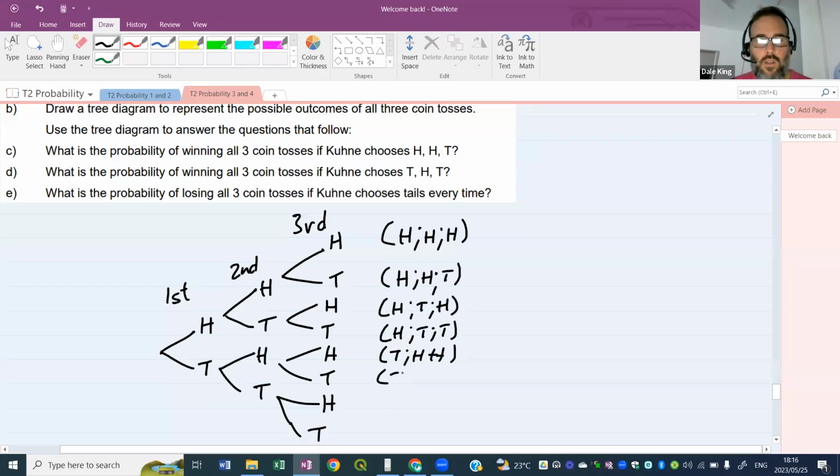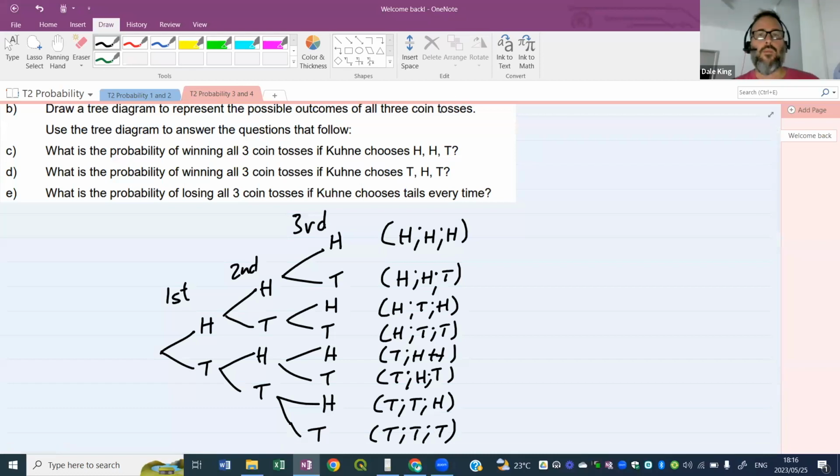I need to move it up slightly, so let's put it here. THT. I'm trying to keep these in line with the branches. If they're not, it's not a train smash. They're not going to penalize you if your bracket isn't exactly in line with the branch. They just want to see all your outcomes. Okay, so TTT is the last one. All right, there we go. Okay, so there are all our outcomes.